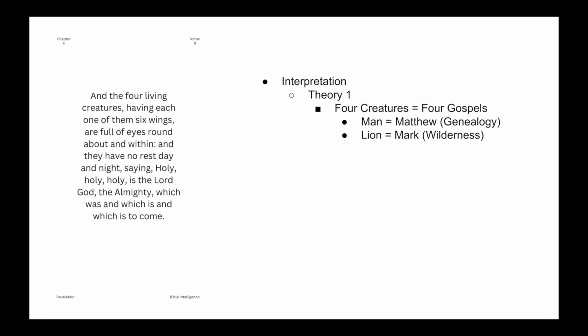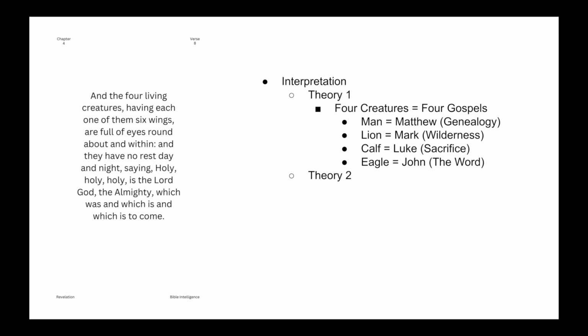Then there's the lion, which is with Mark's gospel, because it starts off with, in the wilderness. I think it was John the Baptist and all that kind of stuff. So the lion and the wilderness. The calf was like Luke, because Luke focuses a lot on the sacrifice of Jesus, and the eagle is connected with John because John talks a lot about the divinity of Christ, even starting off by saying, the word was with God in the beginning, and all that kind of stuff. So there's this theory that the four creatures refer to the four gospels.